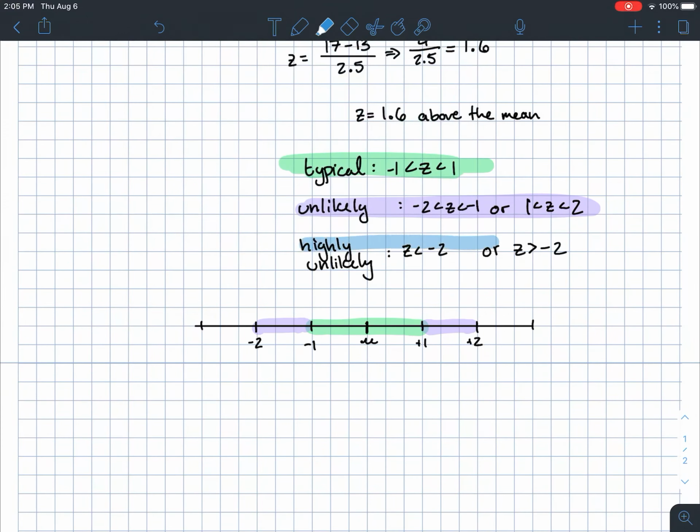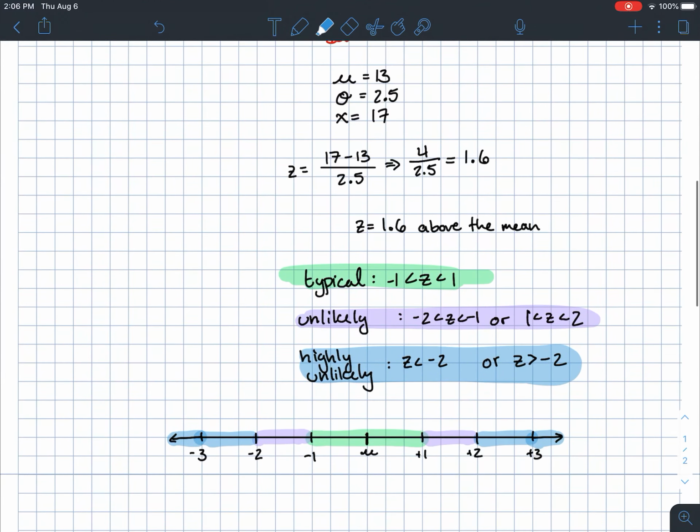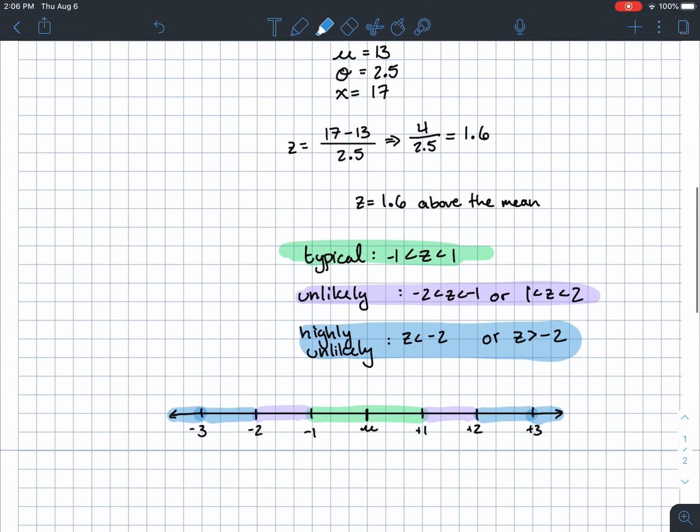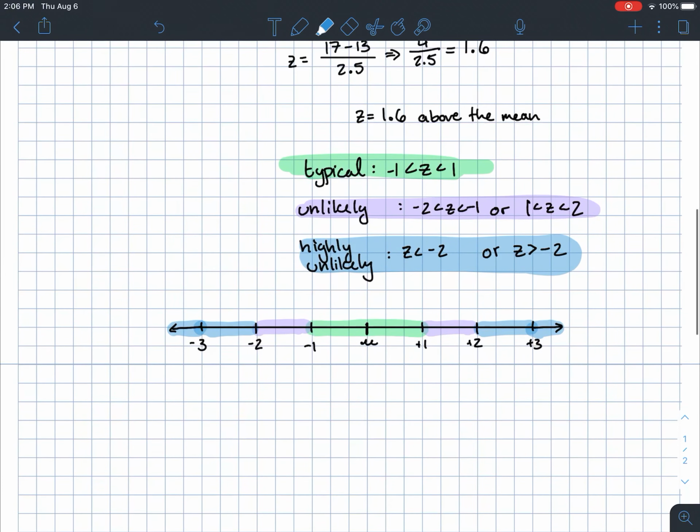And then finally, we are in the highly unlikely zone. Again, depending on what you're measuring, that may be really good or really bad. And that's beyond -2 or +2. And again, remember, these number lines go on forever. So anything that is above a 2 or lower than a -2, even if it's way out here, is still highly unlikely. And so that's kind of our z-score measurement right there. When we find our z-score using the formula, we're going to then look at it and say, is this typical, unlikely, or highly unlikely, depending on how far away from the mean we are.